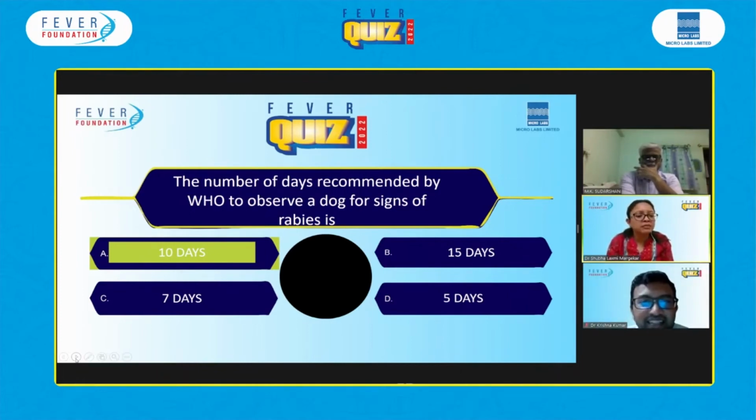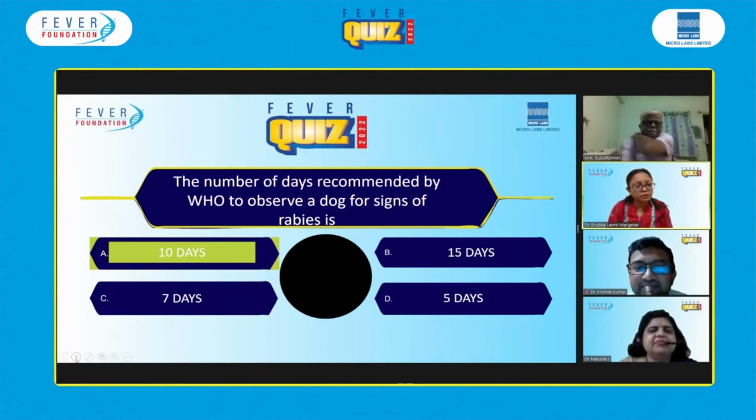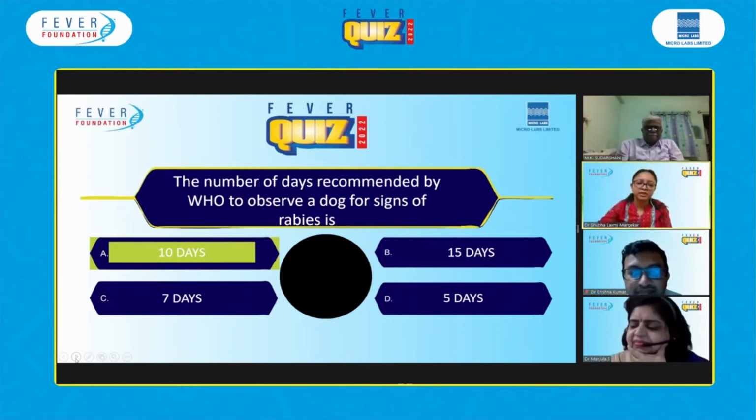So till when do we have to observe this dog? The symptoms of rabies can appear in a dog within 10 days or up to 10 days. But yes, it can vary up to a month also, because a non-infectious, or you can say non-symptomatic, period is also there. At that time the virus is in a latent stage and the dog behaves very normally.